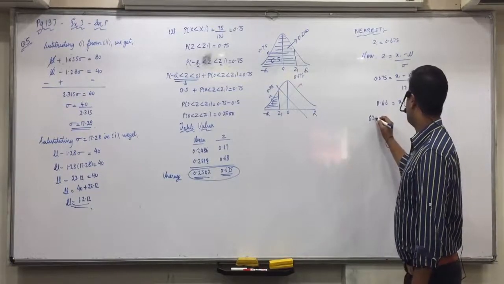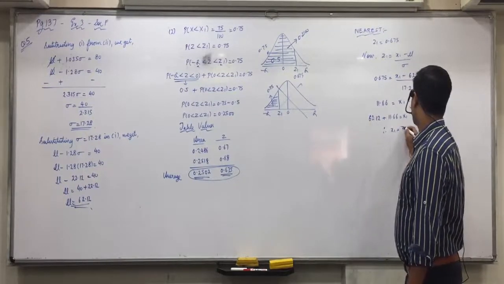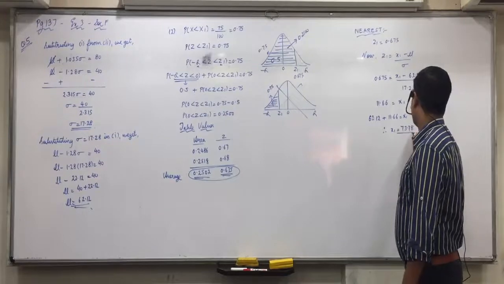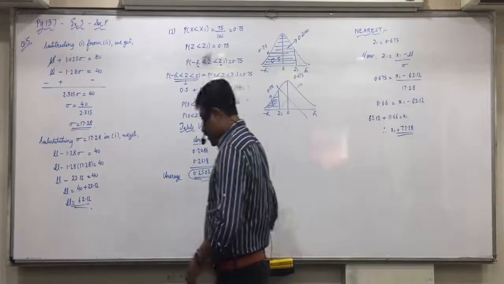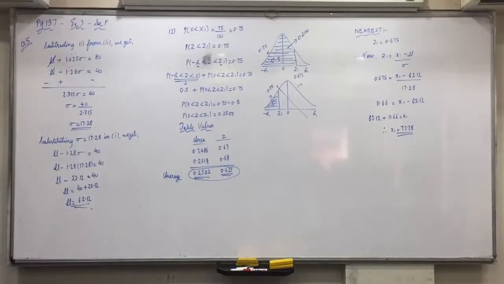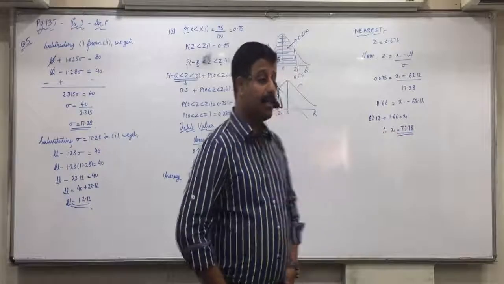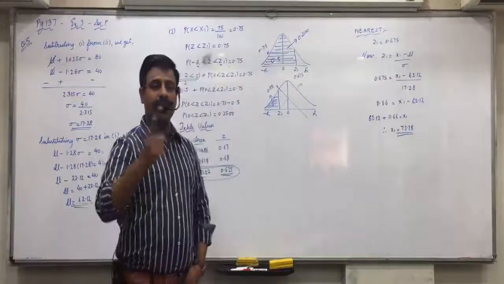Minus on the other side will become plus. So x1 is 73.78. 73.78 means 73.78 percentage marks. Below that, 75% students will be scoring less than 73.78 percentage marks. Read question number 6.